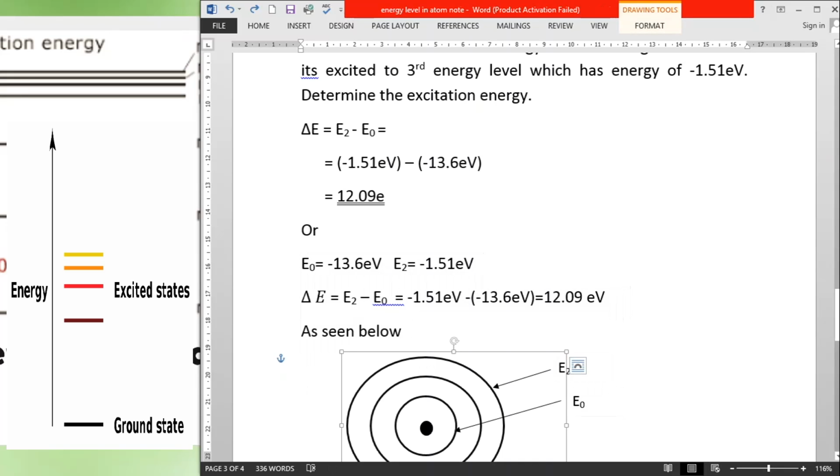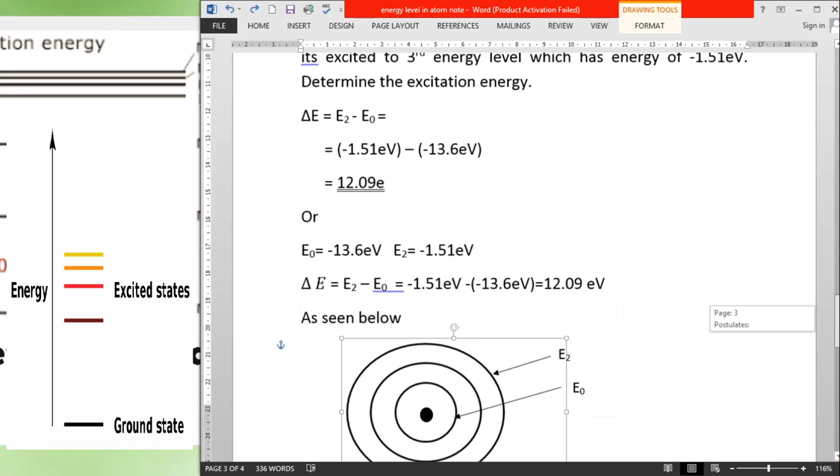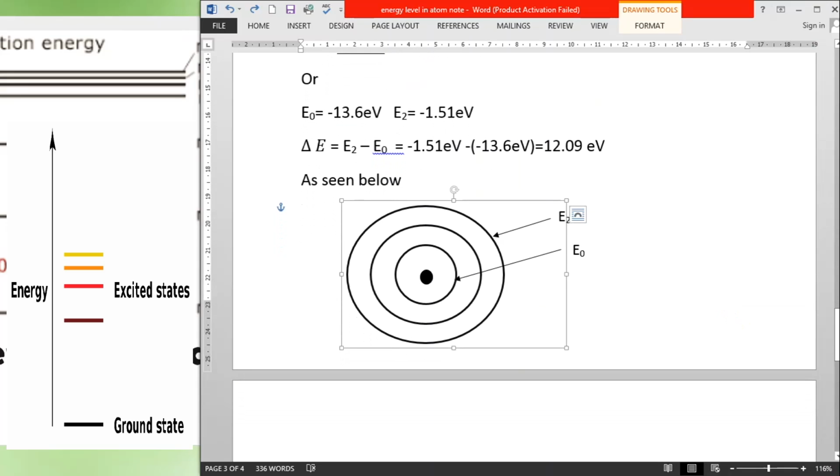So this is just a typical illustration of what we have in that context. E2 subtracting E0 gives us that. That is the illustration we have, as we can see above. You can see how E0 is the ground state, while E2 is the third energy level. This is the first energy level, which we call the ground state, the second energy level, which we call E1, and the third energy level, which we call E2.